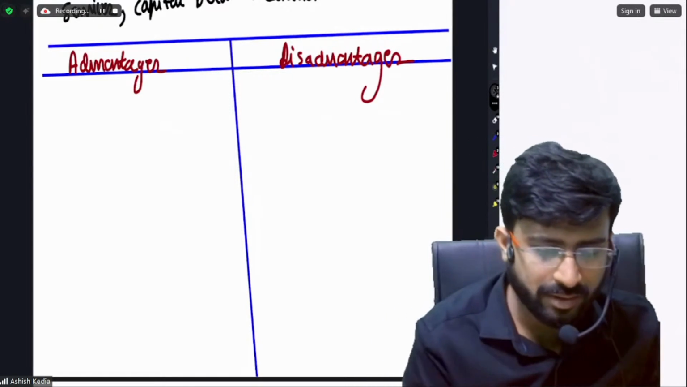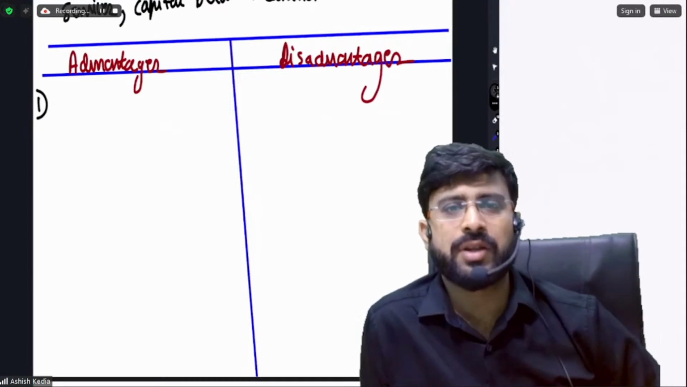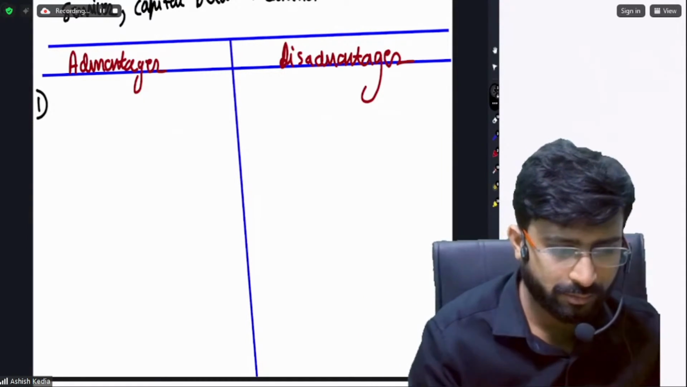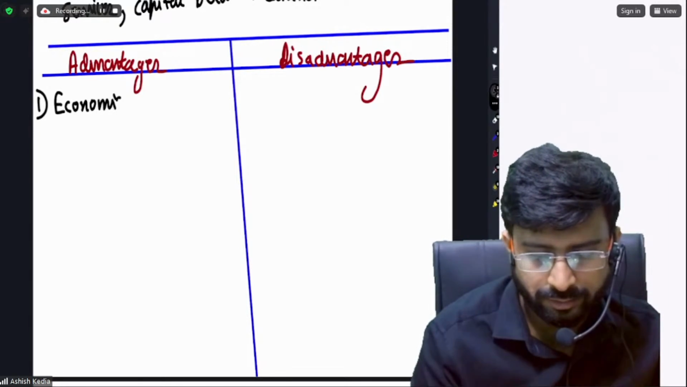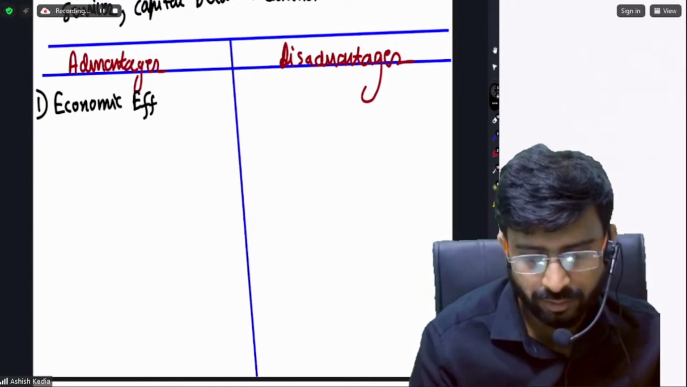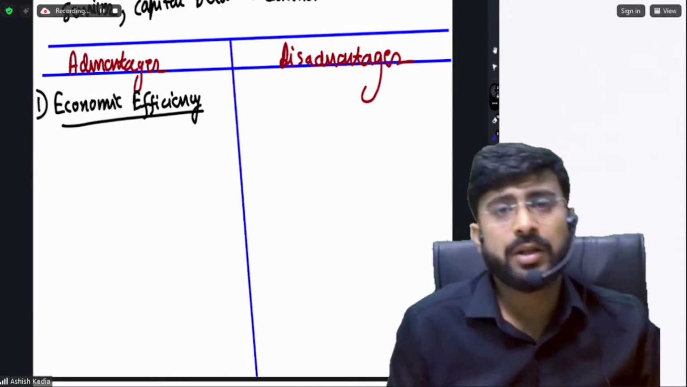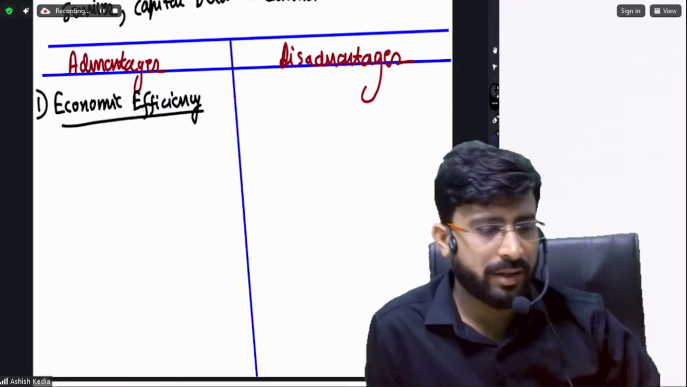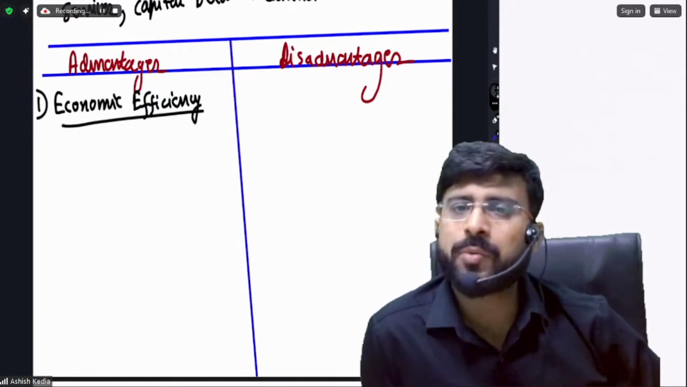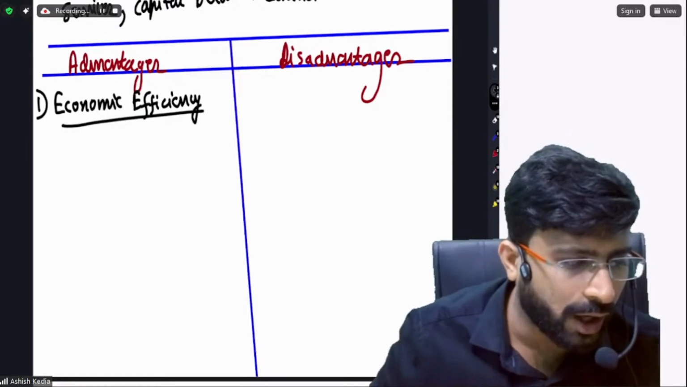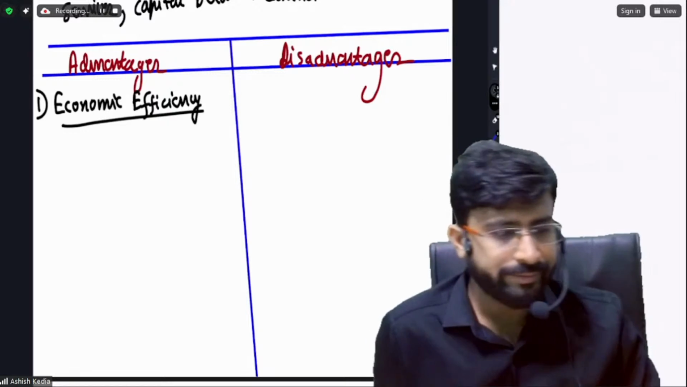You know what the advantage is? Number one, economic efficiency. The biggest advantage of international trade is economic efficiency. Sir, we did not understand. What does economic efficiency mean? I'll tell you.